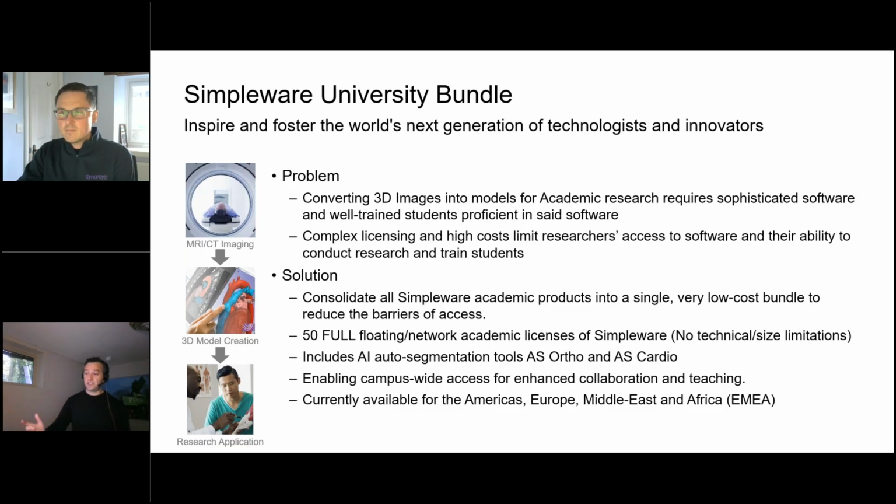So the solution is to consolidate all Simpleware academic products into a single, very low-cost bundle to reduce the barriers of access. So we've offered 50 full floating network academic licenses of Simpleware, so there's no technical size limits, and it's for $1,500 a year. So this is a very low-cost way for people to get access to a lot of licensing and just open up that floodgate to allow students to get access, to teach students to use it. And this includes our AI auto segmentation, our AS Ortho and AS Cardio tools. This includes everything. So the idea is to enable campus-wide access for enhanced collaboration and teaching.